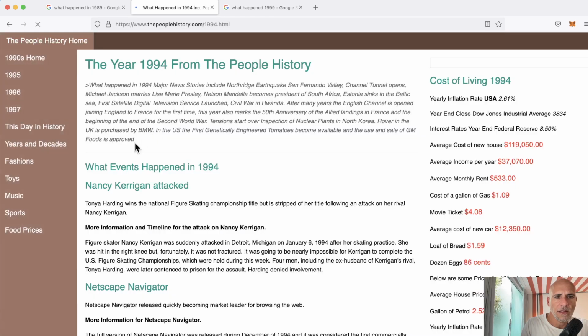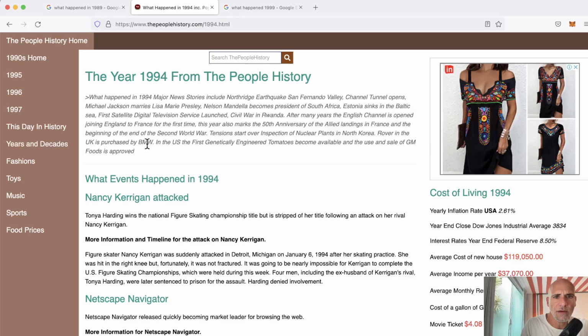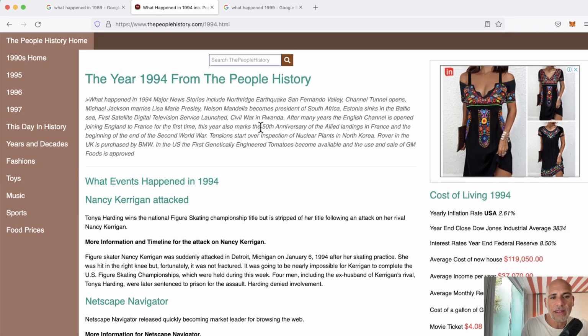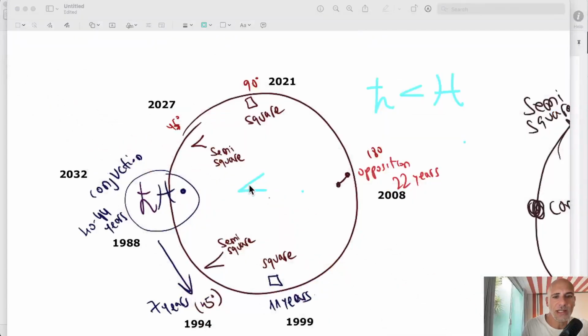Yes. So we are seeing the year 1994 from the people history. It was an earthquake and Michael Jackson marries Lisa. Nelson Mandela becomes president of South Africa. Estonia sinks in the Baltic Sea. First satellite. It's so interesting. Estonia is a digital country by the revolution that it's doing to manage their people. First satellite digital television service launch. Civil war in Rwanda. And this is all about people and structure. And this was just the beginning of the challenges. As we saw, then we went to 1999, when more things beyond the internet started, and how we see it working.